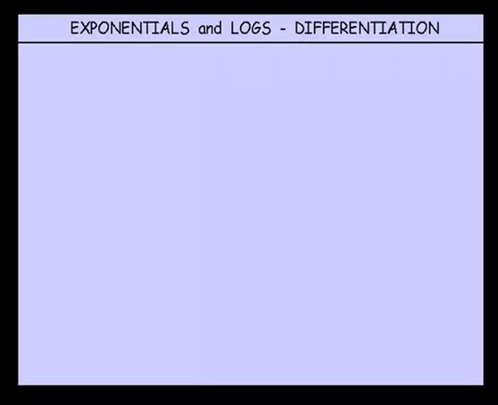Now in this lesson we're looking at differentiation involving exponentials and logs. A couple of standard results firstly. If we have y equals log of x, then dy dx equals 1 over x. If we have y equals e to the x, then dy dx is also e to the x. And that can be expanded somewhat.